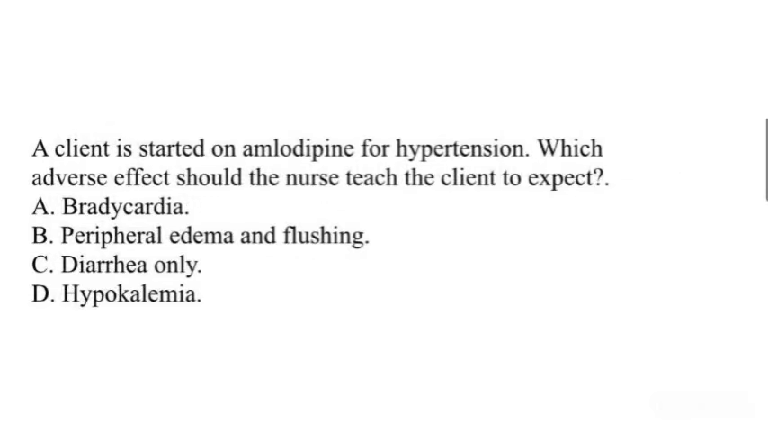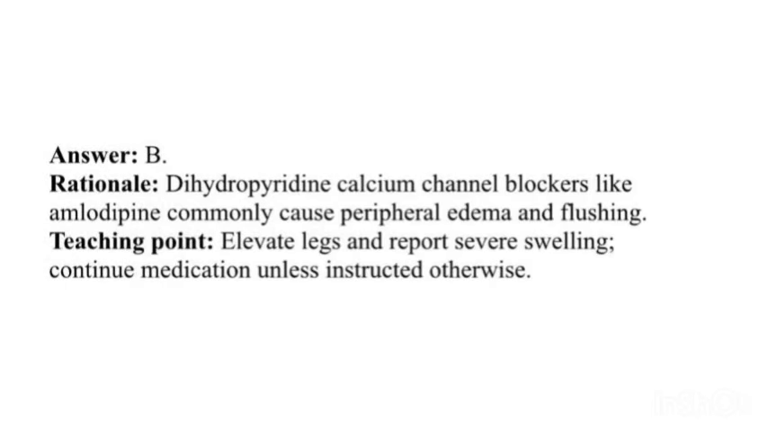A client is started on amlodipine for hypertension. Which adverse effect should the nurse teach the client to expect? A. Bradycardia. B. Peripheral edema and flushing. C. Diarrhea only. D. Hypokalemia. Answer: B. Rationale: dihydropyridine calcium channel blockers like amlodipine commonly cause peripheral edema and flushing. Teaching point: elevate legs and report severe swelling, and continue medication unless instructed otherwise.